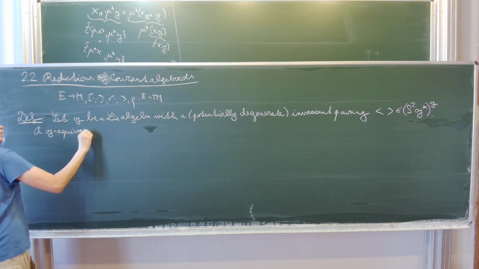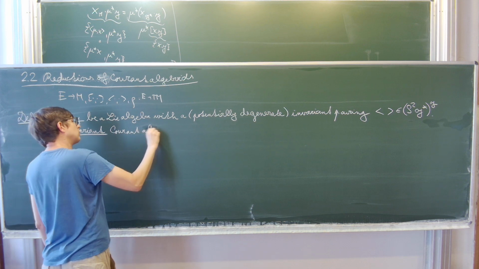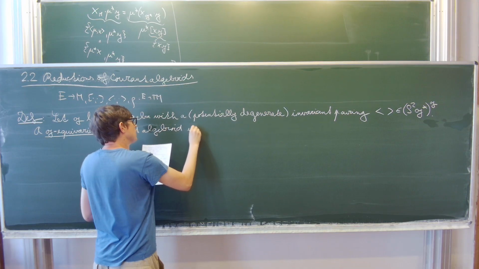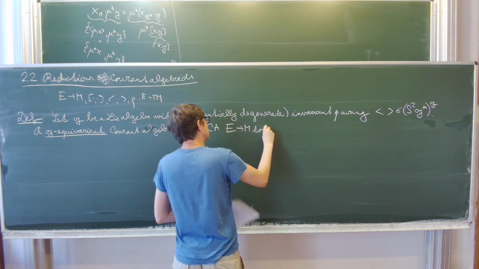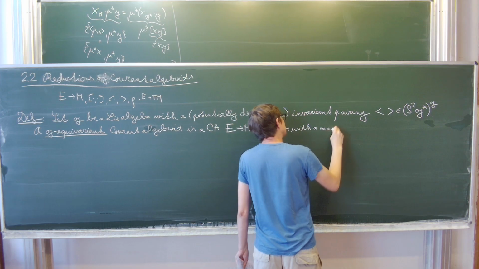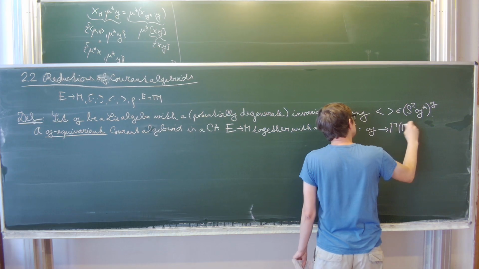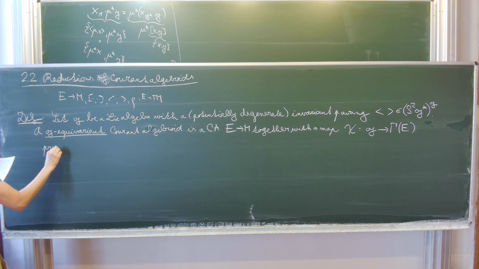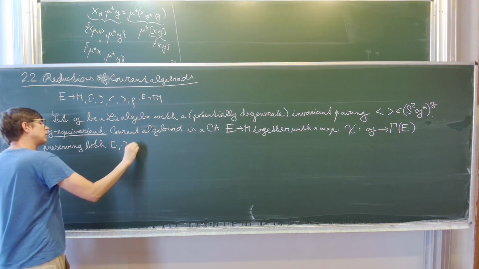G equivariant Courant algebroid. This, in a sense, would be an analog of a Hamiltonian T-space. This is a Courant algebroid over M together with a map chi that goes from G into sections. And I will require it to preserve both the bracket and the pairing.